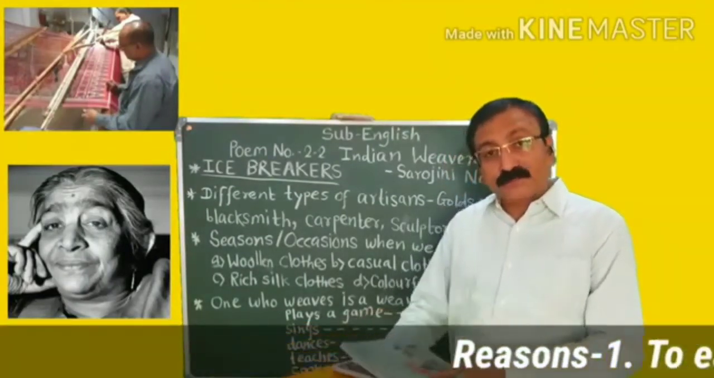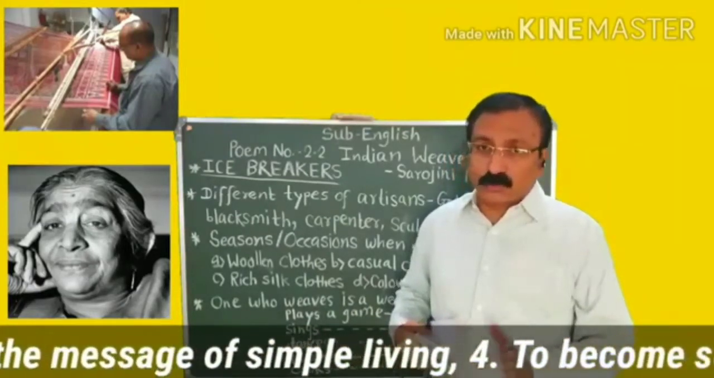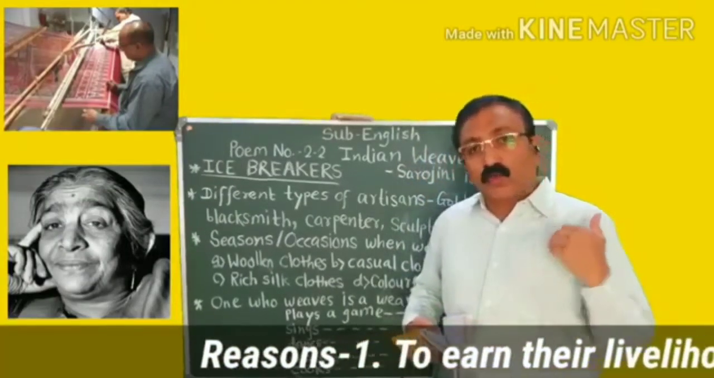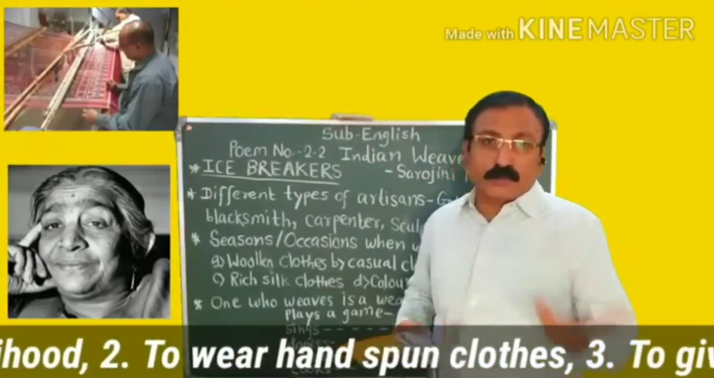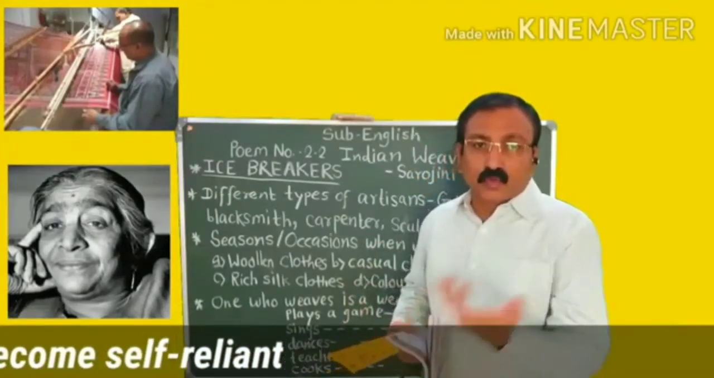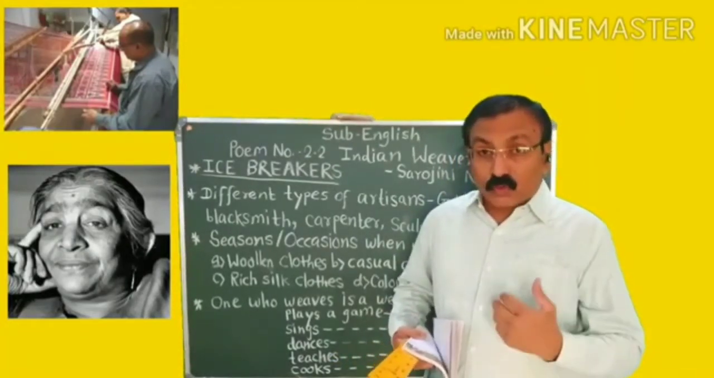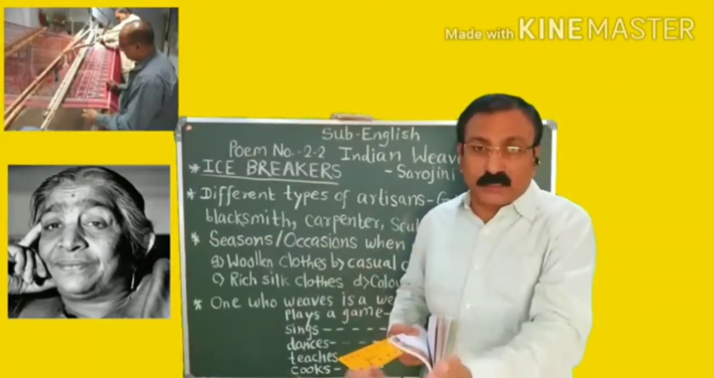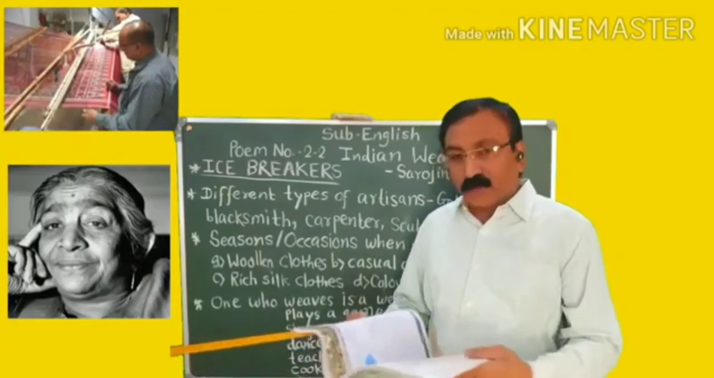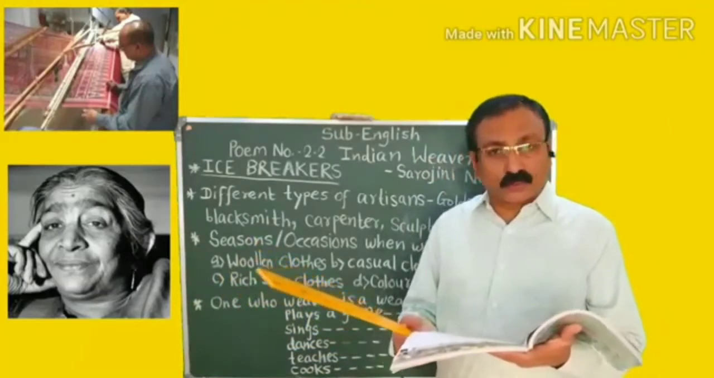The second one is to give the message to wear, to use the hand-spun clothes. The third reason may be to give the message of simple living, and the last one might be to give the message of self-reliance. We should not be dependent on others, and that is why we should weave our own clothes. So these might be the different reasons behind this picture of Gandhiji spinning on his charkha.